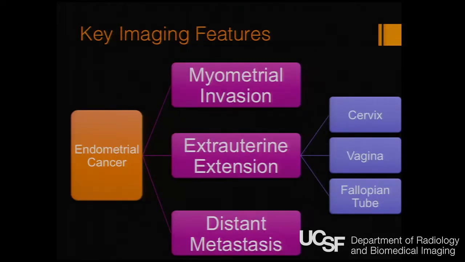Key imaging features for staging: myometrial invasion, extrauterine extension, distant metastases. I stress with residents not to memorize the specific staging numbers, both because I have a hard time memorizing it myself, but also because this changes every now and then. There's always a revised staging system and a revised staging system. But the anatomic characteristics of the lesion usually remain invariable, and those will correspond to a staging which you can look up.